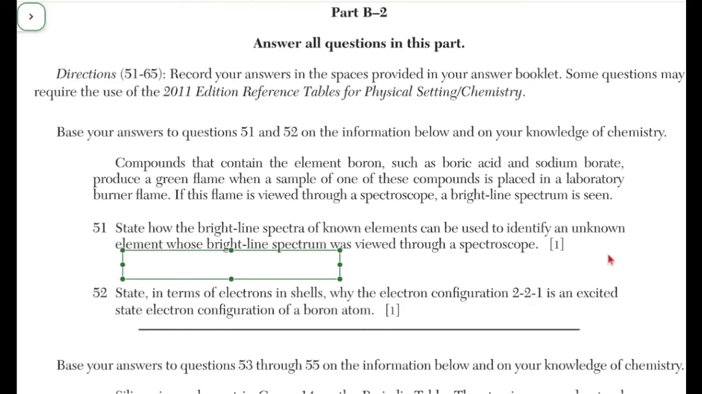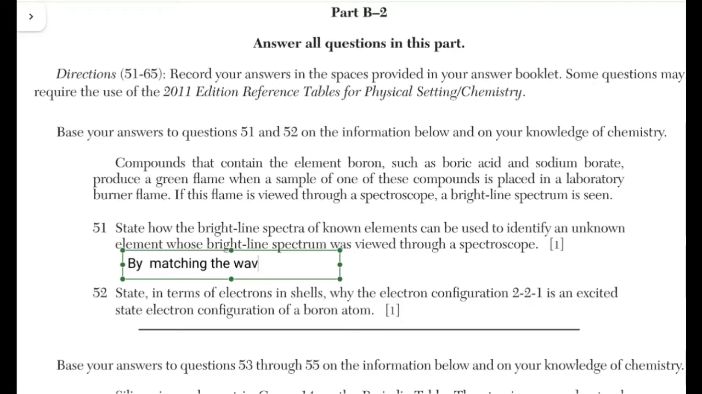Base your answers to questions 51 and 52 on the information below and on your knowledge of chemistry. Compounds that contain the element boron, such as boric acid and sodium borate, produce a green flame when a sample of one of these compounds is placed in a laboratory burner flame. If this flame is viewed through a spectroscope, a bright line spectrum is seen.